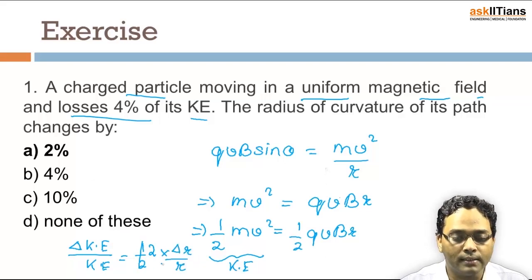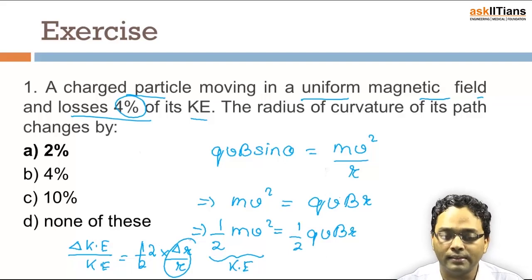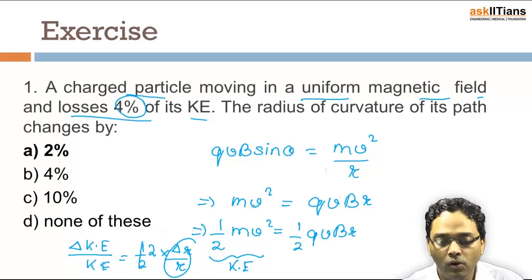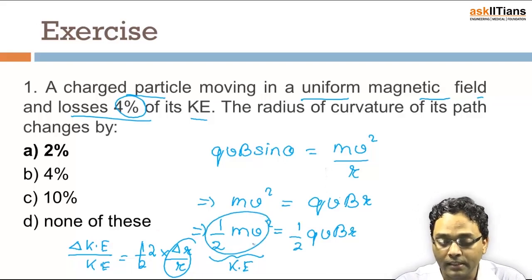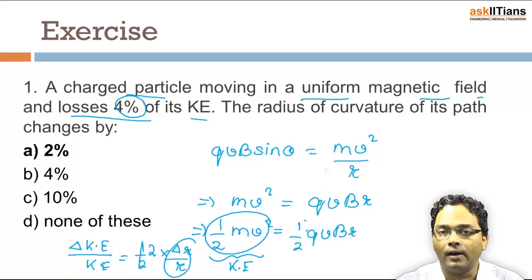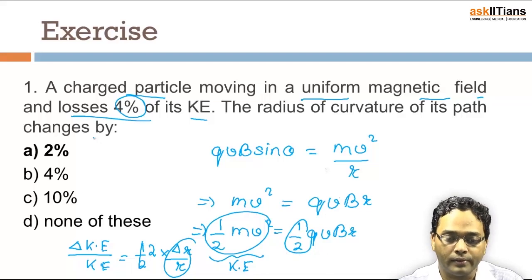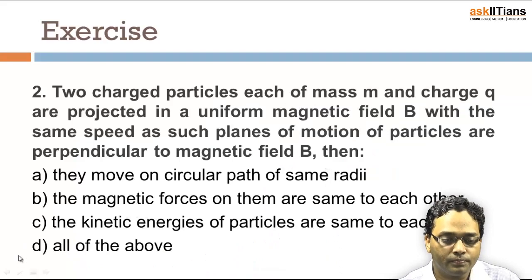Okay. So if you do this, since the kinetic energy changes by 4%, the change in the radius of curvature is going to be half of it, that is equal to 2%. This can easily be seen because the radius is given by the kinetic energy, and there is a factor of half. So that's the reason the change in radius is going to come from this particular value. It should be half of it. It cannot be the same. Okay. Moving on to the next question.